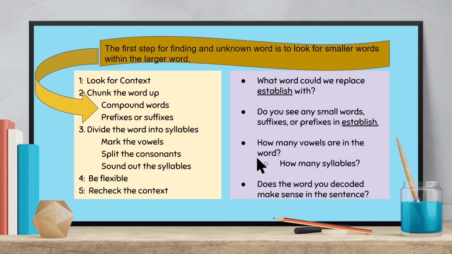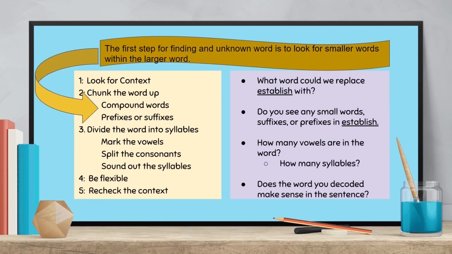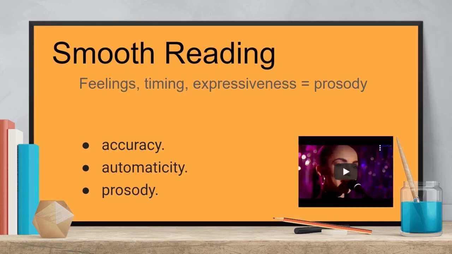And then I take a more strategic approach. I say, well, how many vowels are in this word, right? And once I know the vowels, then I could probably figure out how many syllables if I know the different types of syllables. And then I will use that information to decode the word. And then I'll say to myself, does that word make sense in the sentence, right? So that's a process we'll be learning in these lessons.